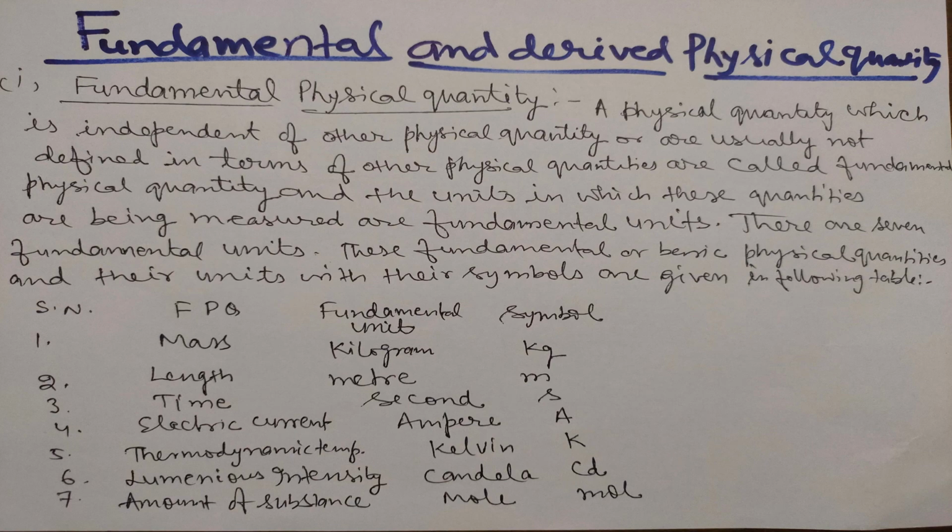The fourth one is electric current, measured in ampere, and the symbol of the ampere is capital A. The fifth fundamental quantity is the thermodynamic temperature, measured in Kelvin, and the symbol of Kelvin is K. The sixth is luminous intensity, measured in candela, and the symbol of the candela is cd. The seventh and last is amount of substance, and the unit is mole, and the symbol of mole is mol.